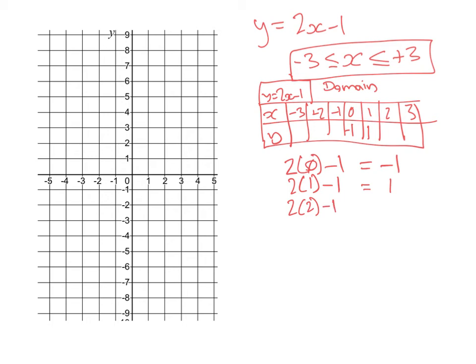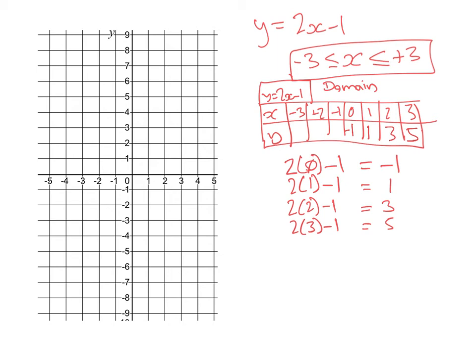So 2 times 2 is 4, take away 1 gives you 3. And then 2 times x, when x is 3, 2 times 3 is 6, take away 1 is 5. So we can put 5 in there. So there we've already got part of our plotting table from 0 to the positive x's in the domain.